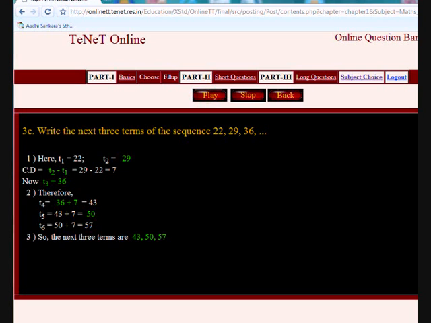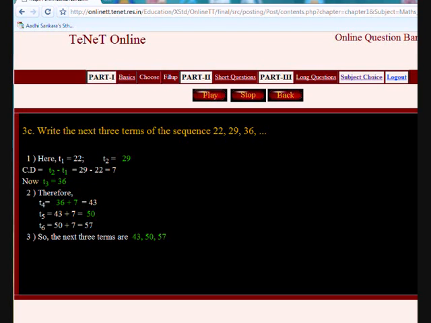Question. Write the next 3 terms of the following sequences: 22, 29, 36, and so on. Answer. The given sequence is an arithmetic progression. The first term T1 equal to 22, T2 equal to 29. Now we have to find the common difference to find the other 3 terms. The common difference equal to T2 minus T1 equal to 29 minus 22 equal to 7.